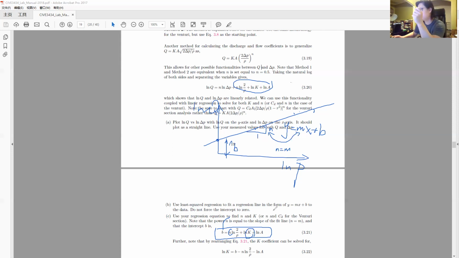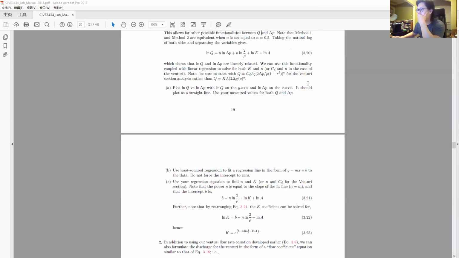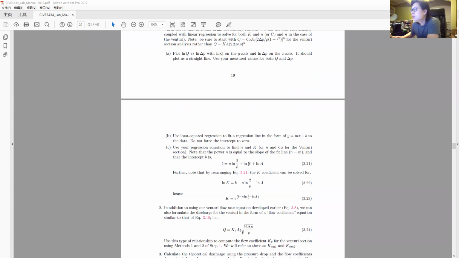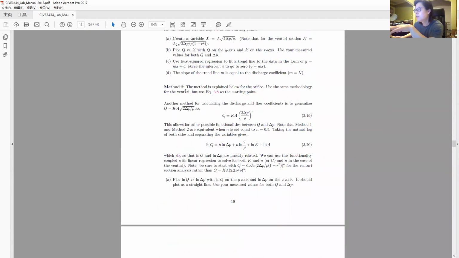We want the coefficient, right? So we take the log k to the left-hand side, and the equation will be like this. And k can be calculated using equation 3.23. So now you're able to calculate the k for the orifice. Use method 2.